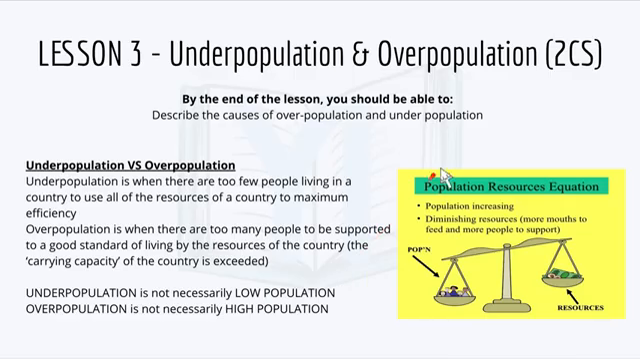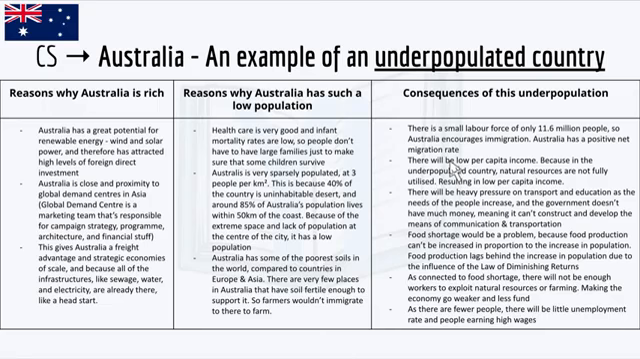And here we have the population resources equation. It says that if the population increases, the resources will decrease because the two variables are inversely proportional. And moving on, we have the first case study, which is Australia. And Australia is an example of an underpopulated country.